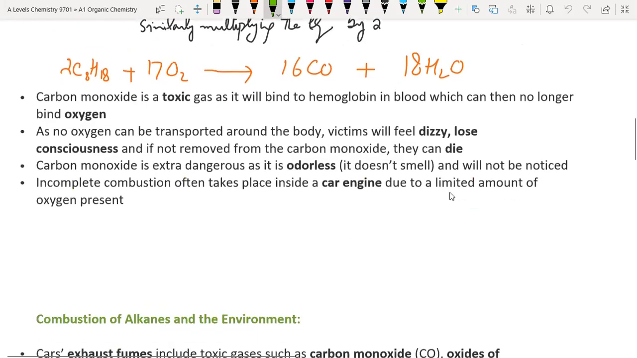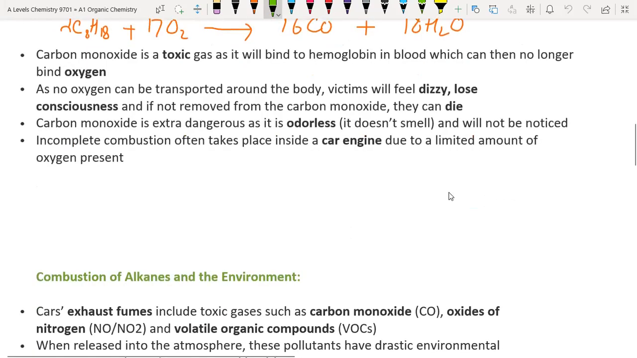So, the binding capacity of hemoglobin with oxygen is decreased due to the binding of carbon monoxide with it. As no oxygen can be transported around the body, the victim will feel dizzy, lose consciousness, or, if not removed from the carbon monoxide, they can die. Carbon monoxide is extra dangerous as it is odorless. It does not smell and will not be noticed.